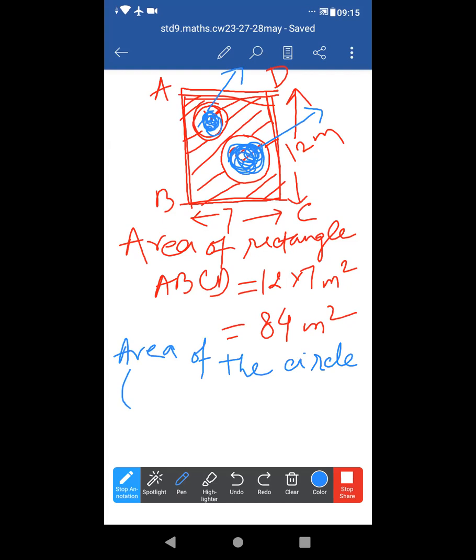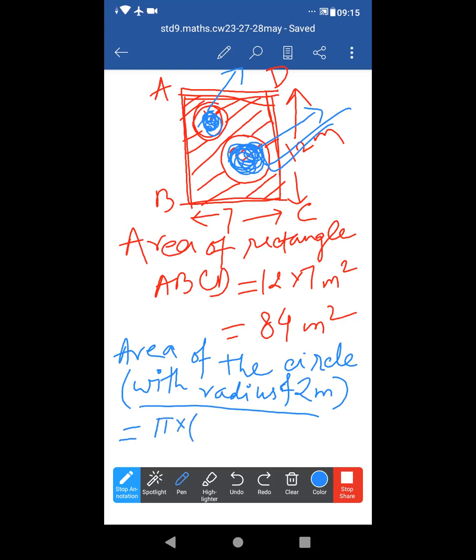Just in bracket mention which circle you are mentioning, the one with radius 2 meter, so that you can understand you are finding out the area of this one. Understood now? Yes, ma'am. With radius of 2 meter is equal to, directly we can find out pi r square, that is pi into 2 square meter square.